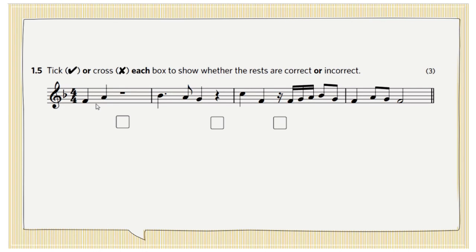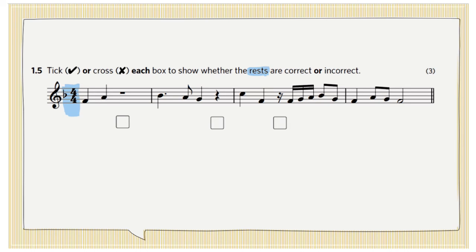Alright, moving on. Question 1.5. Tick across each box to show whether the rests are correct or incorrect. Now, when it comes to this question, the keyword is rests. Okay, so in order to know how many rests you need or what the value of the rests is, you need to take a look at the time signature again over here.